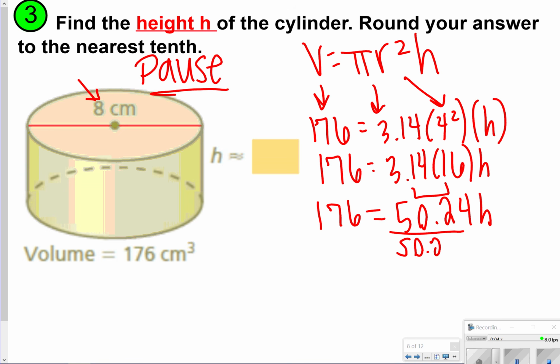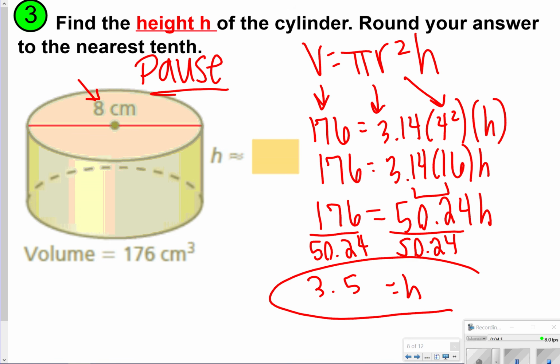Dividing both sides by 50.24, h will be equal to, probably got 3.5, rounded to the nearest tenth, so my answer would be 3.5 for number 3.